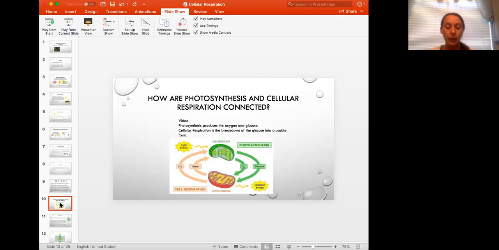Okay. So again, how are photosynthesis and cellular respiration connected? Photosynthesis produces the oxygen and the glucose. So it produces two products that we need for cellular respiration to take place: the gas, oxygen, and glucose, the sugar. Cellular respiration is the breakdown of the glucose into a usable form.